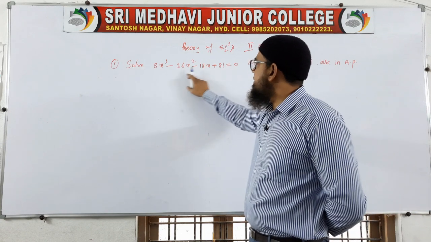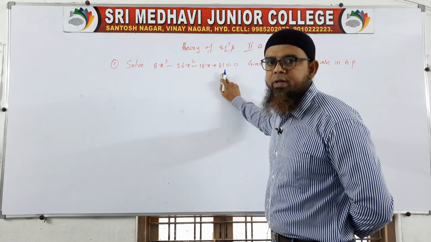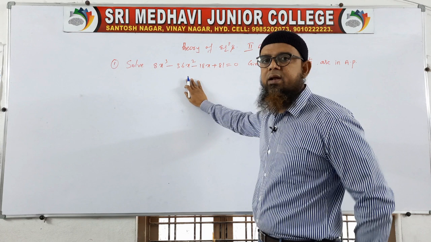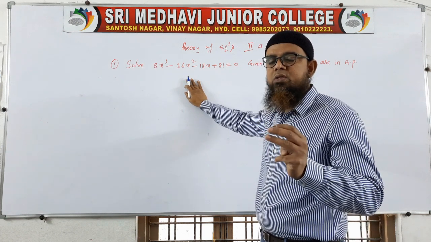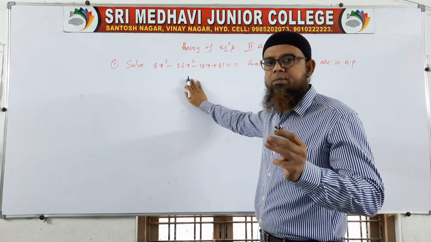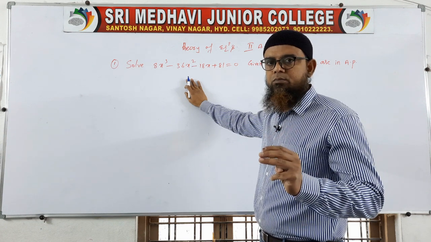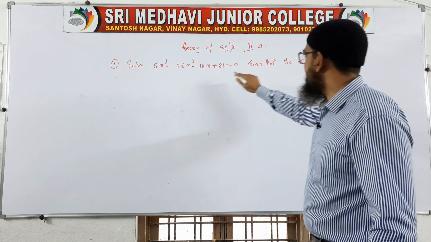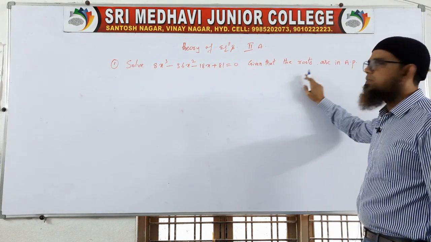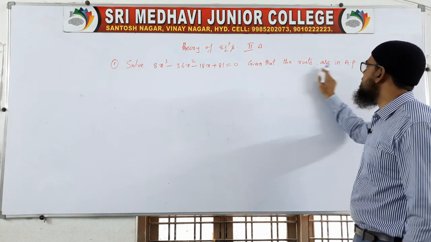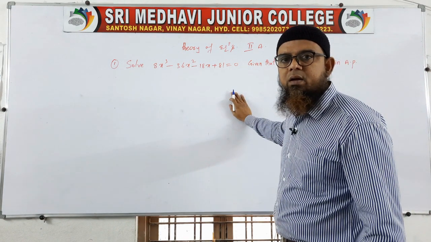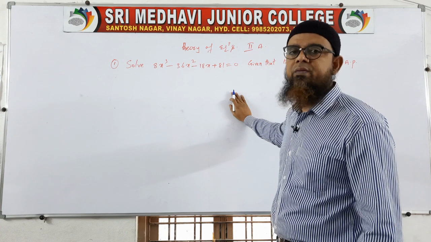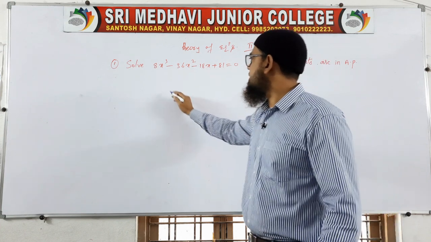One cubic polynomial is given. As we know, for a cubic polynomial we are having 3 roots. Usually we are taking the roots as alpha, beta, gamma. But in our problem, one condition is applied on the roots: given that the roots are in AP. So instead of alpha, beta, gamma, we can change the roots here. How are we going to change them? I will explain on the board. See everybody.